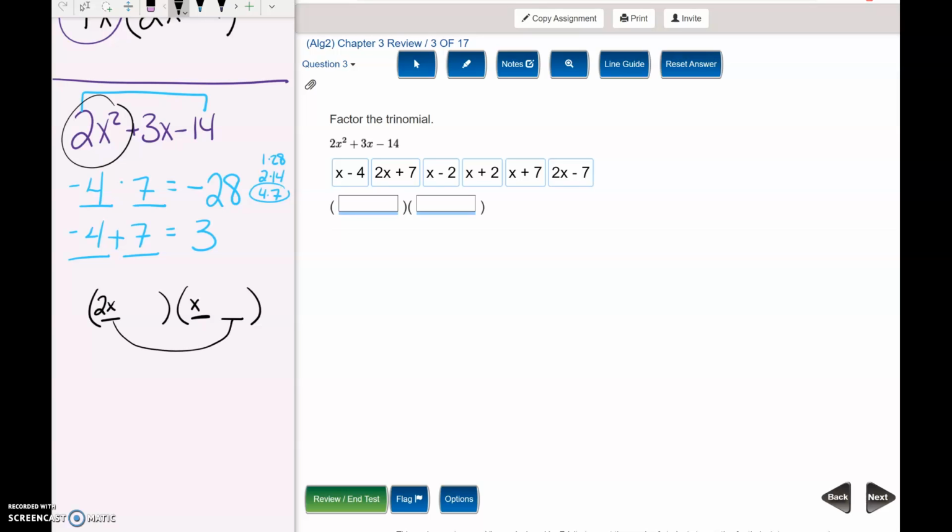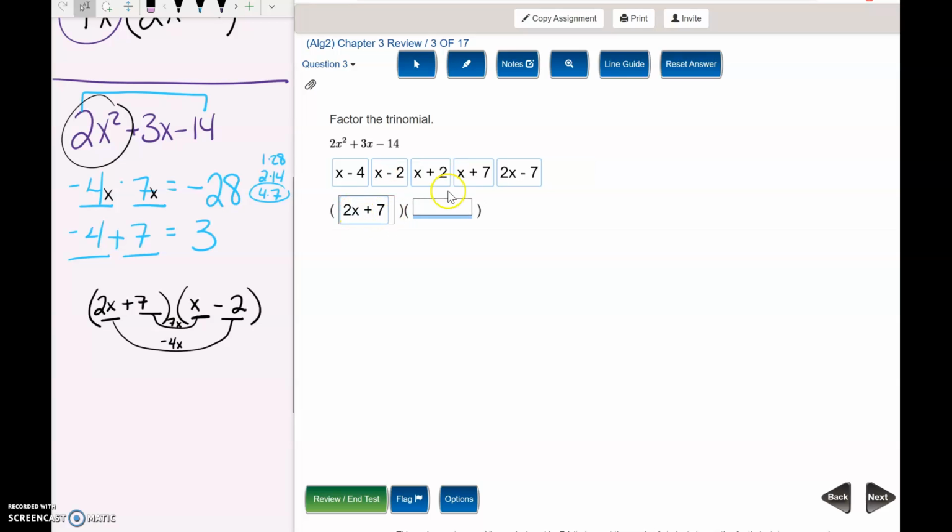2x times something is going to give us one of these numbers times x. So 2x times something is probably not going to give us 7x. It's probably going to give us -4x. So I know that that needs to be a -2, which means x times something has to give me 7x, so that's going to be a +7. So my factored form is 2x plus 7 times x minus 2.